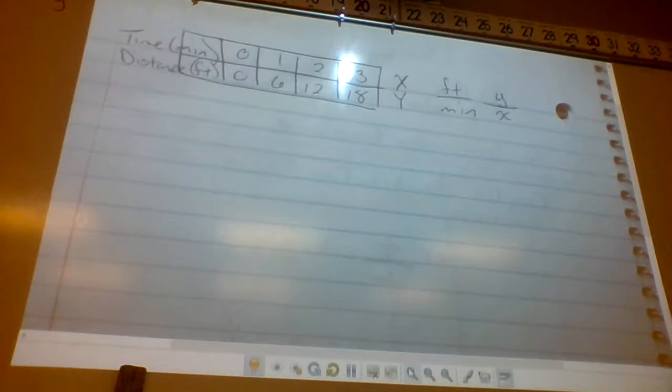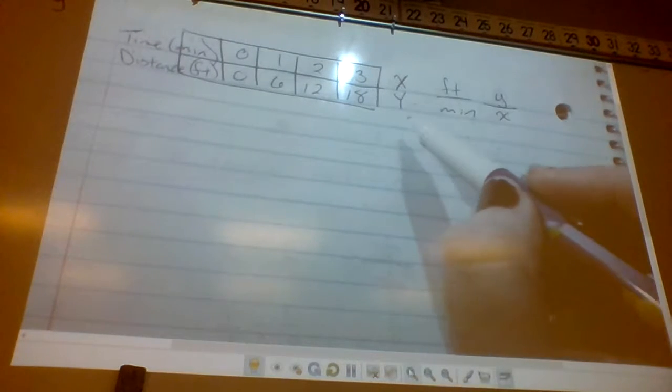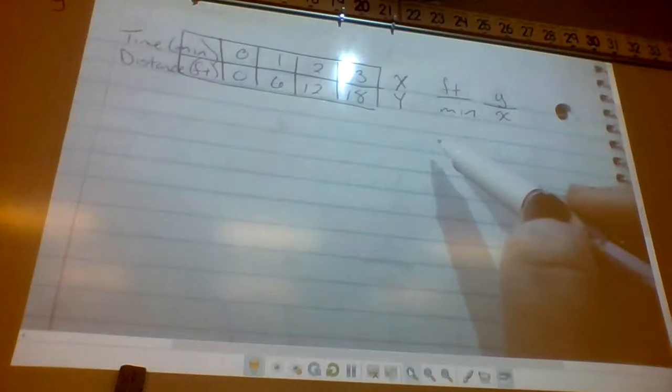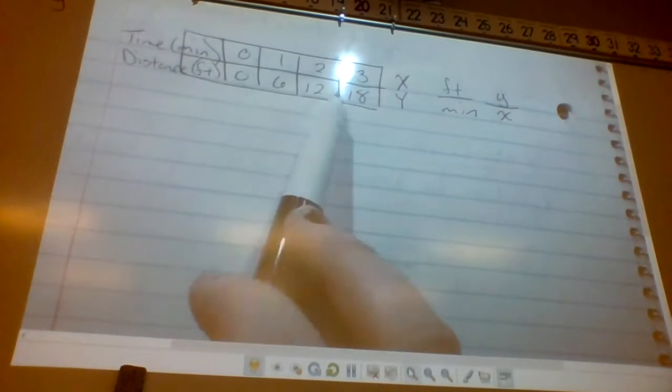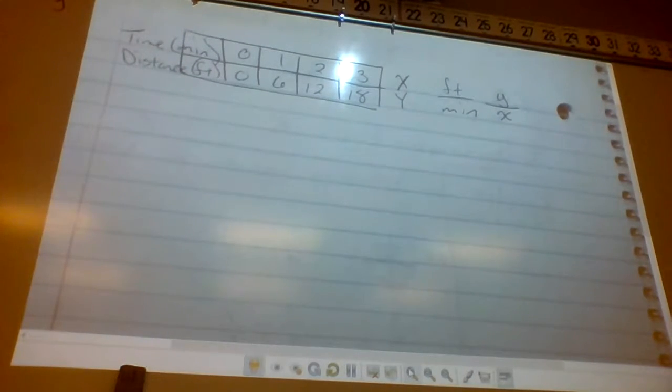Okay. Are you writing? Hey, how about this? Those of you who are not writing, you cannot ask anyone for help. Okay? The whole reason I did this is if I just gave you this table and said, tell me if it's proportional, you would have to divide each one of these, right? Yeah. Okay? Now I'm going to graph it.